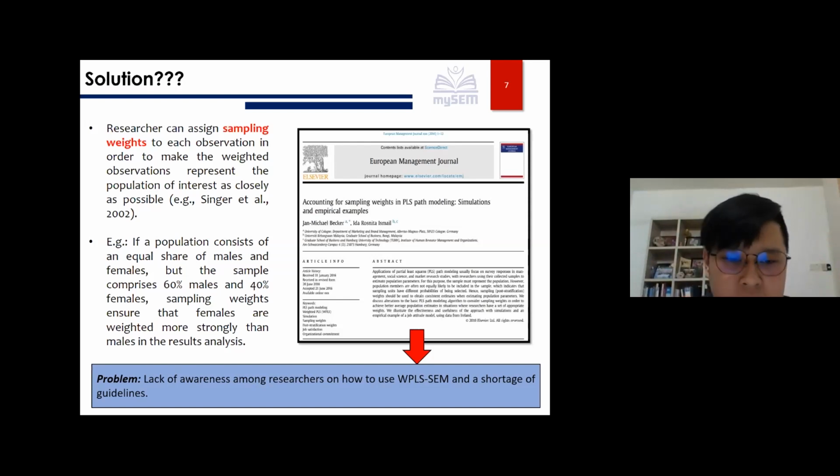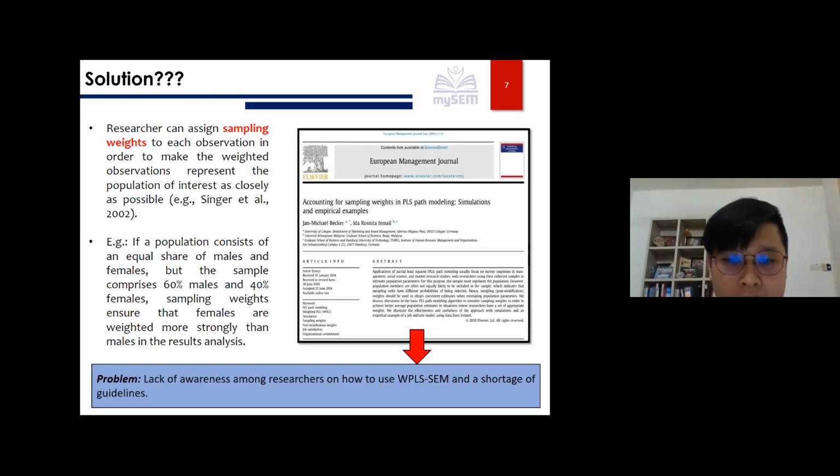I know that in KL, the population between male and female are equal. But at the end of the day, when you collect data, sometimes it is beyond our control. For example, you will collect back 60 males and 40 females. In such a case, you will not have an equal share of males and females according to the population itself.